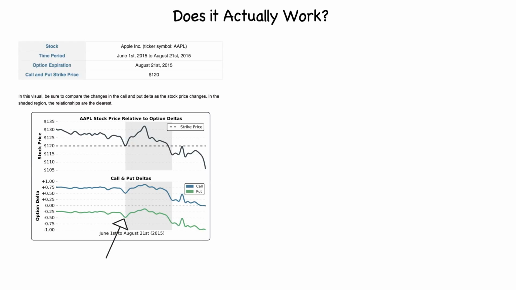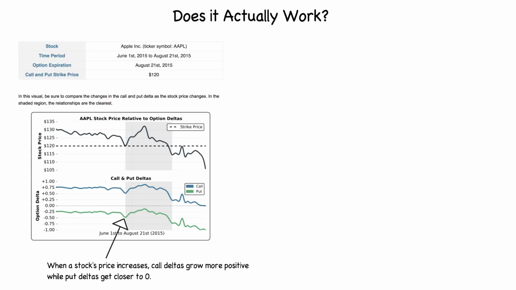Now, as we can see here, in the initial part of the shaded region, Apple's stock price increases from $120 to around $133. During that time period, the put delta of the 120 put gets closer to 0, while the 120 call's delta gets closer to positive 1.